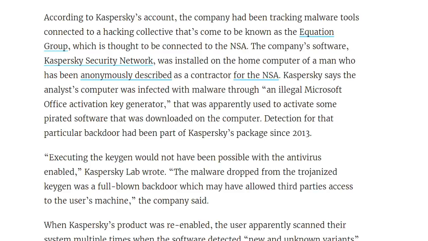Detection for that particular backdoor had been part of Kaspersky's package since 2013. So I'm not sure I would download software to generate an illegal key or generate a pirated key. I'm not sure I would do that.